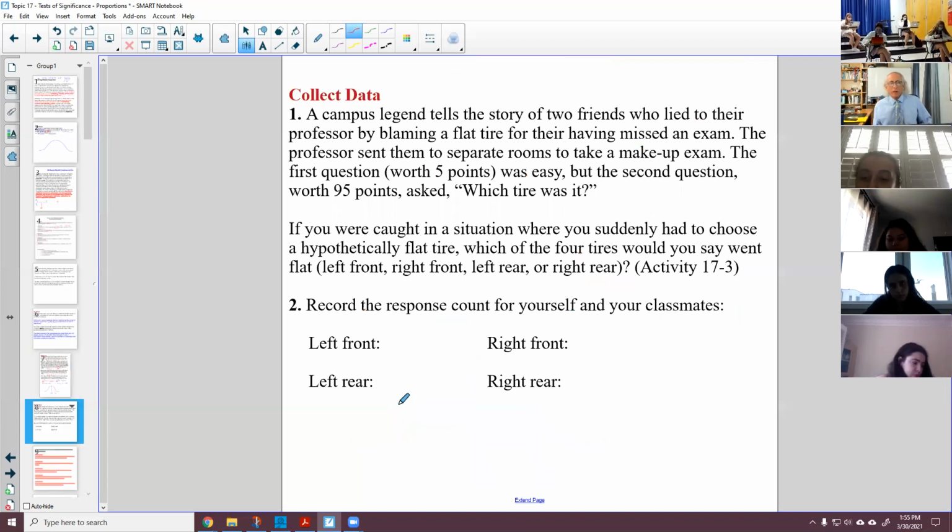Let's collect a little data here. This is great. So this is a professor, two friends went into their professor, lied, and they said that they missed the test because they had a flat tire.